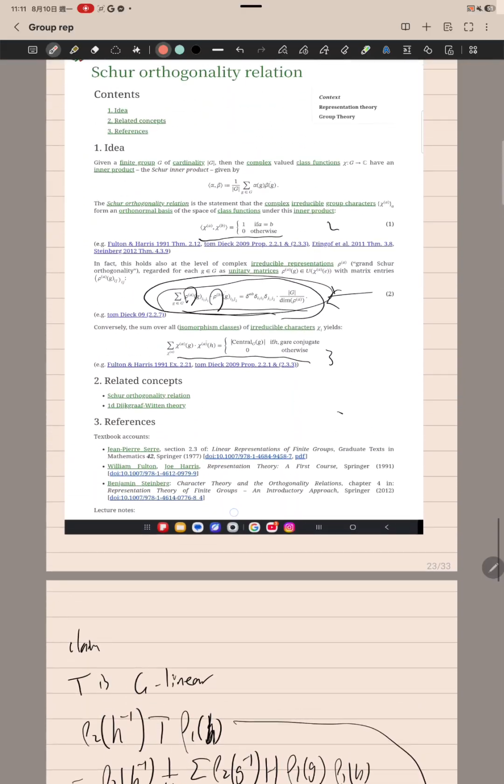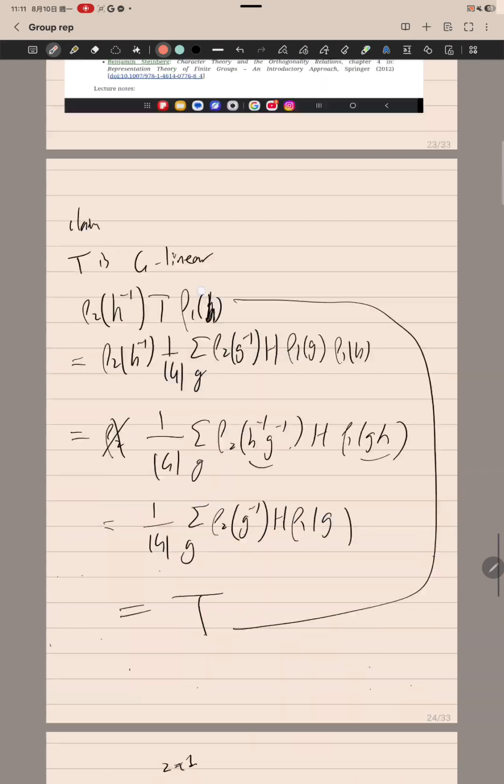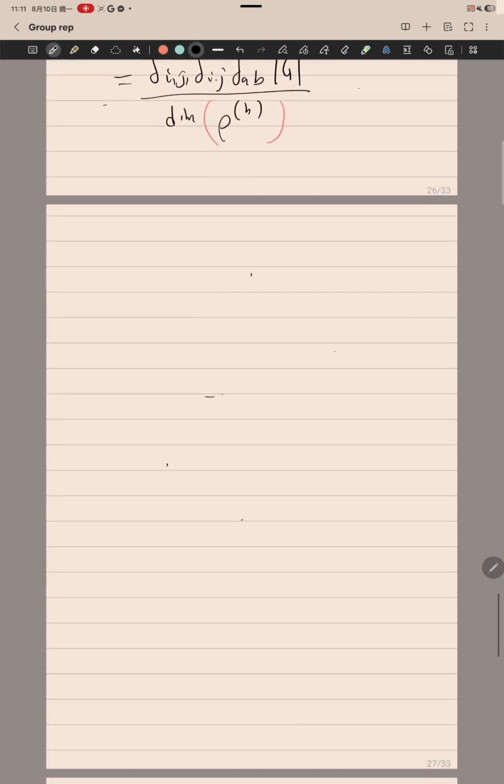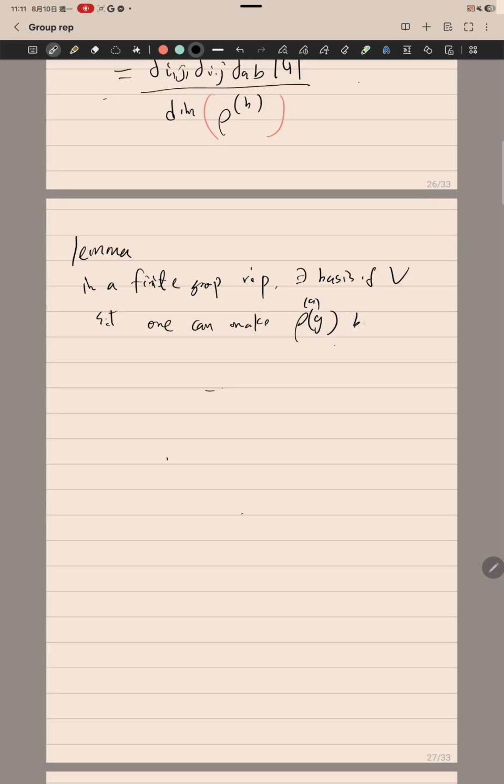But you may see that, oh, this is still different, right? Because this is G, but I'm using G inverse. Okay, so here comes the final trick. So this is a lemma that in a finite group rep, there exists a basis of V such that one can make rho G, you take any representation, rho A G, to be unitary.